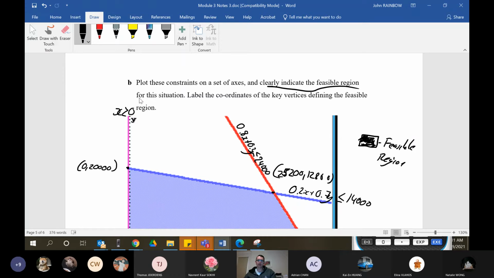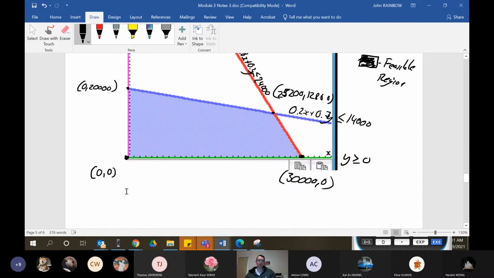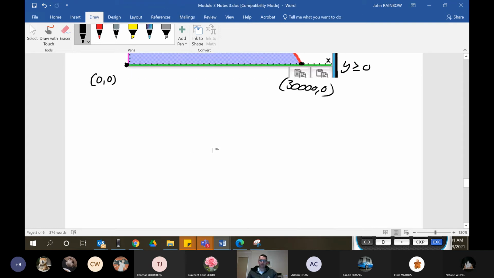Clearly indicate the feasible region for this situation. 1 point for that. Label the coordinates of the key vertices defining the feasible region. I've done all the points of them: 1, 2, 3, and 4. All right, let me just bring up the next question.